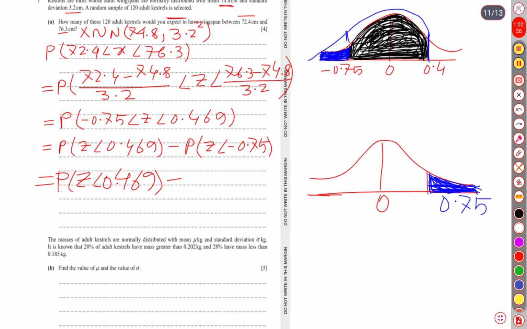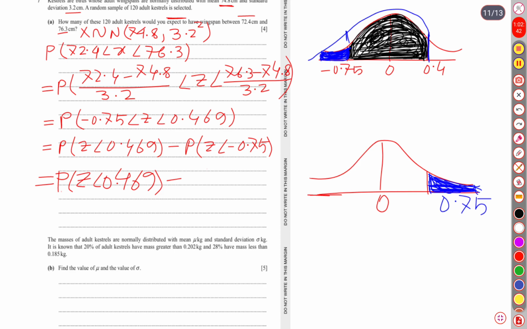Look at the second figure. This blue shaded region should be subtracted. Okay, if we want to subtract this blue shaded region, this is when the z score is 0.75. So what can we do from the whole of the probability?